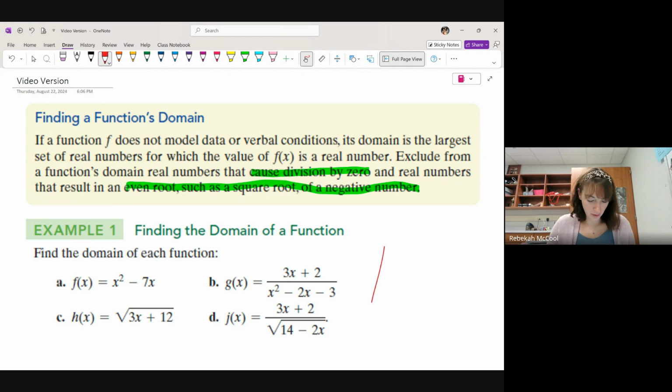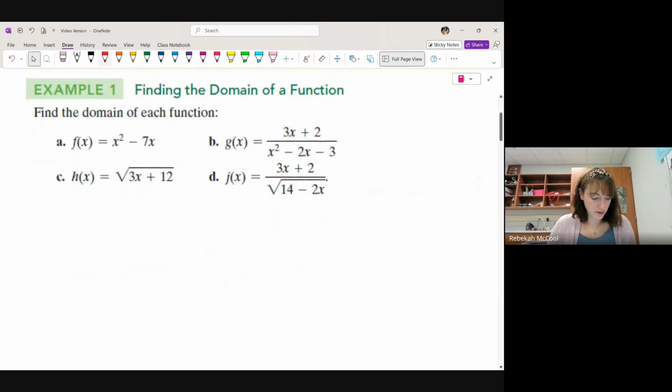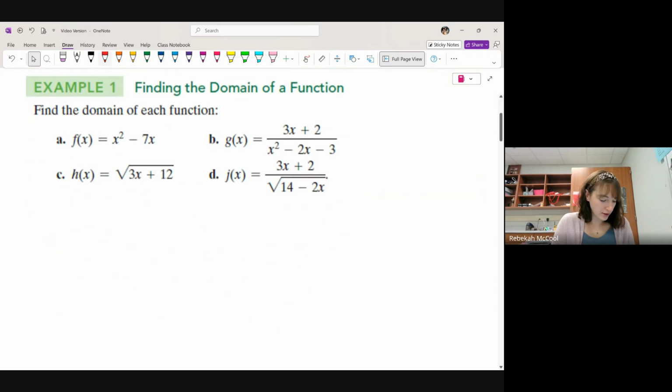So if we're finding the domain of these functions, when I look at function a, x squared minus 7x, I'm not dividing by a variable. I've got no types of radicals, so that means everything is going to work. I can plug in whatever I want here. So my domain here would be all real numbers. If we put it in interval form, we'd say everything from negative infinity to positive infinity.